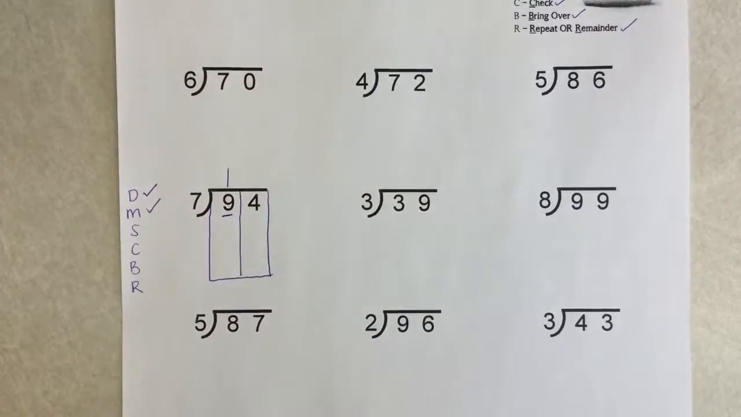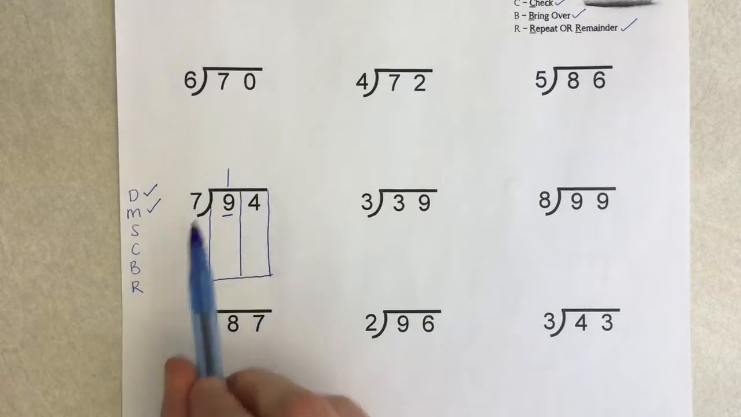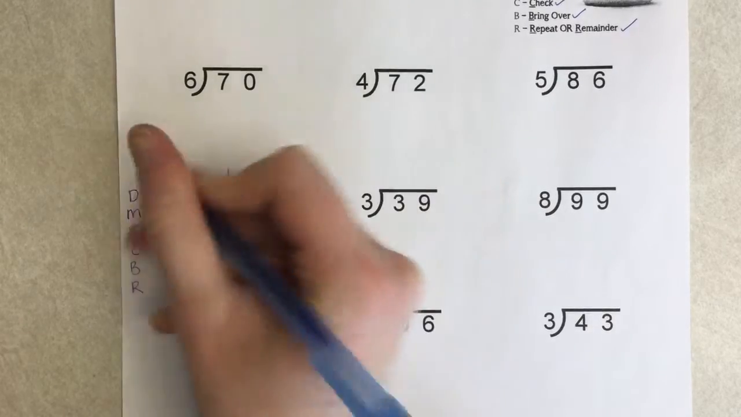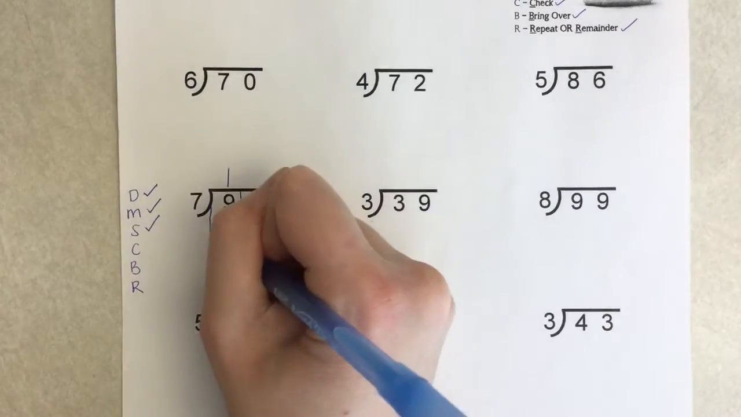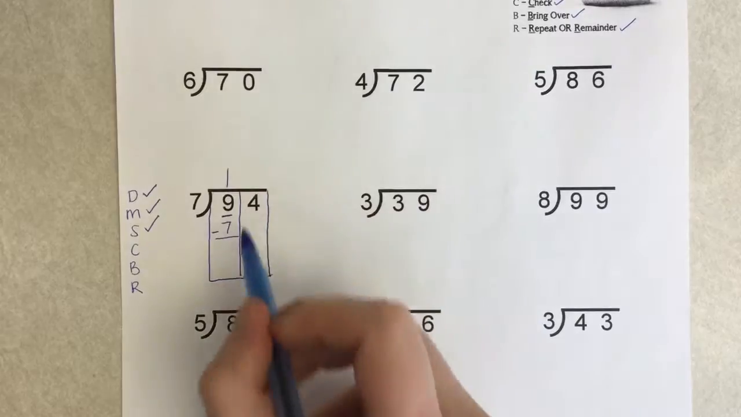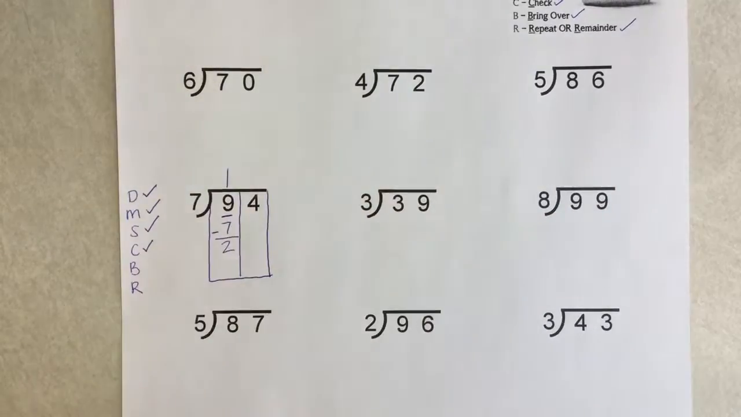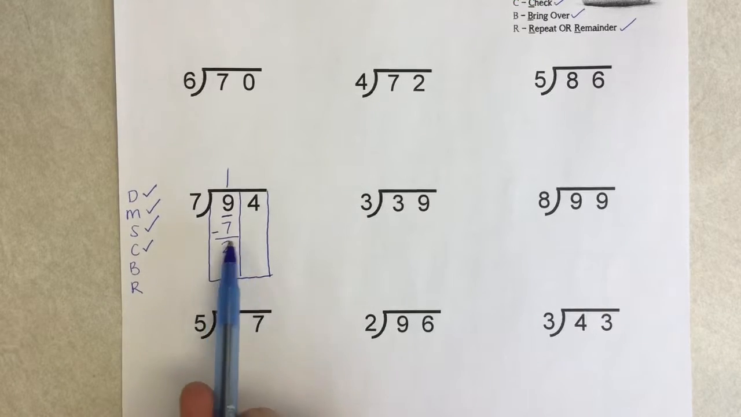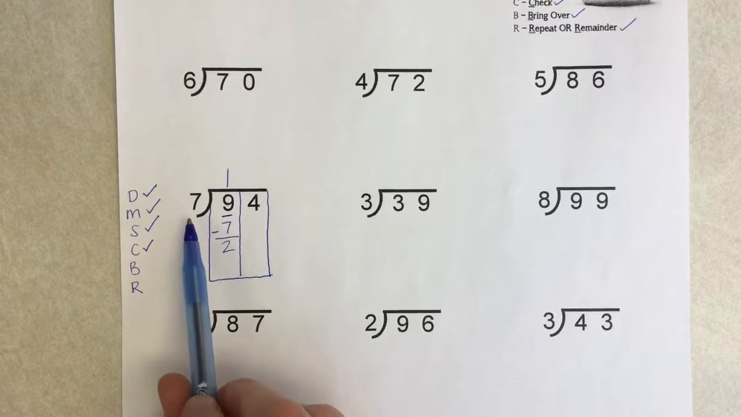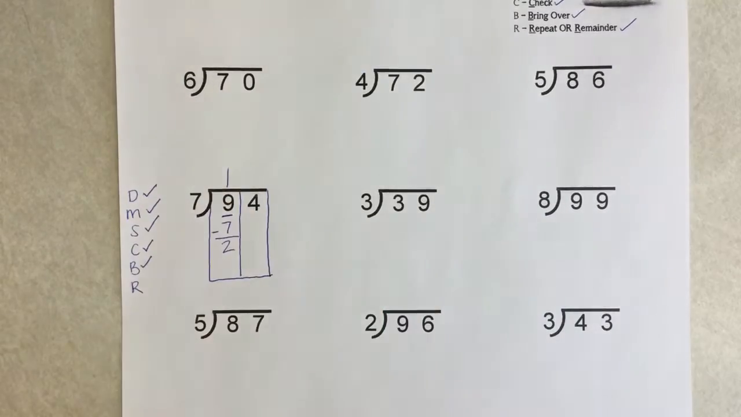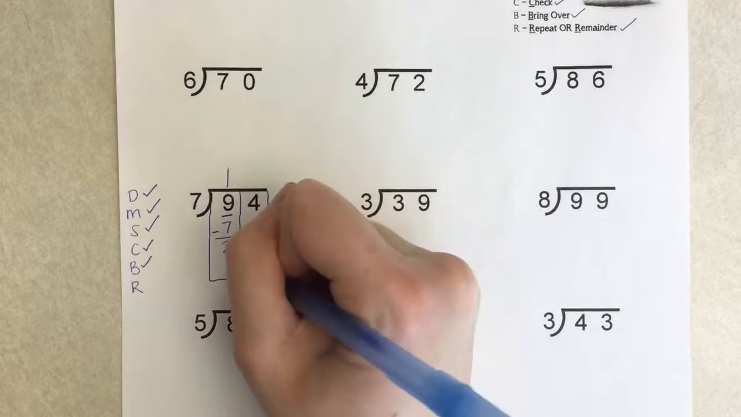Next, I multiply to see how many I've given out so far. 7 times 1 equals 7. So I put my 7 here. Then I subtract to see how many I have left. 9 minus 7 equals 2. Now I have to check to make sure the kids are happy. I have 2 left, and I have to give them to 7 kids, so that's less than 7, so my kids are happy. Now I bring over to the next box.